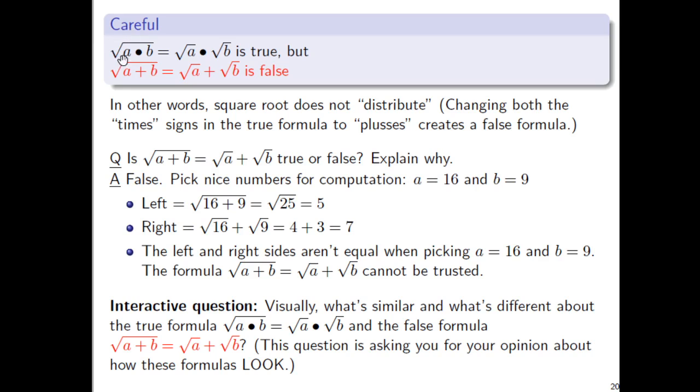Instead, root a times b equals root a times root b. We saw that that was true because it ultimately grew out of an exponent formula and just some substitutions. So here's your interactive question. Visually, what's similar and what's different about the true formula and the false formula? This is asking you for your opinion about how these formulas look. So please try to include as many details as you can to try to keep this active and make it so that you don't make the mistake of using the false formula.